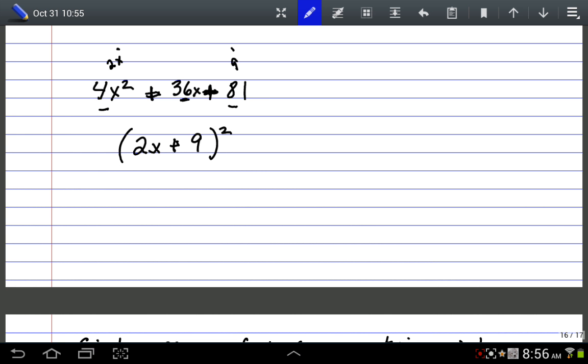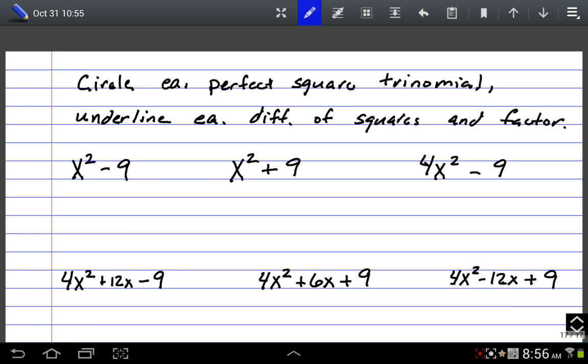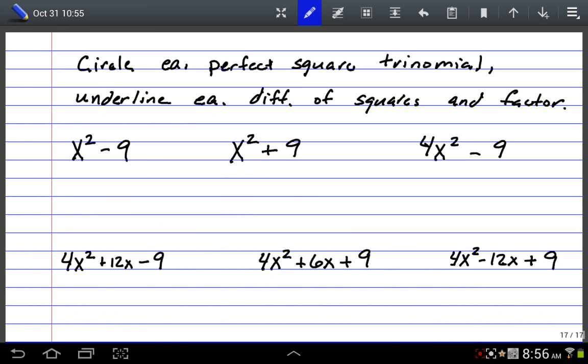Okay, now let's actually look at some examples like the ones that you're going to have to work. I've patterned these examples after the set that you're going to have to work here with differences of squares and perfect square trinomials. So the directions are going to read just like this. Circle each perfect square trinomial, underline each difference of squares, and factor. So what's going to happen is some of these aren't going to be differences of squares and some of them aren't going to be perfect square trinomials. Again, one of the main things about this topic is the identification, not so much the factoring.